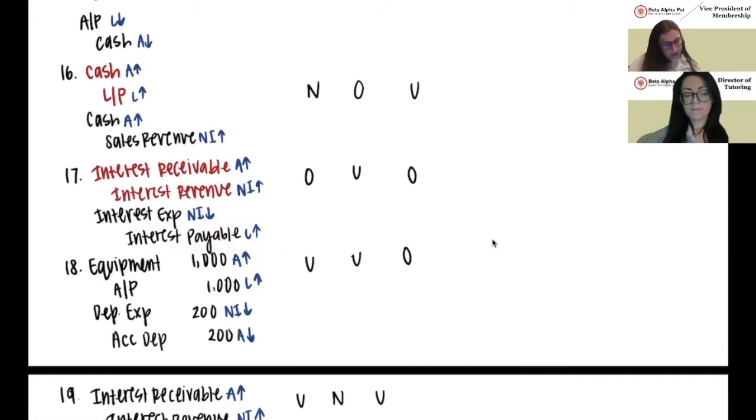So let's look at our assets. Our assets were increased when they shouldn't have been. So our assets are going to be overstated. And our liabilities should have been increased, but they weren't. So our liabilities are going to be understated. Now for net income, it was increased when it really should have been decreased. So it was way higher when it should have been lower. So our net income is going to be overstated.